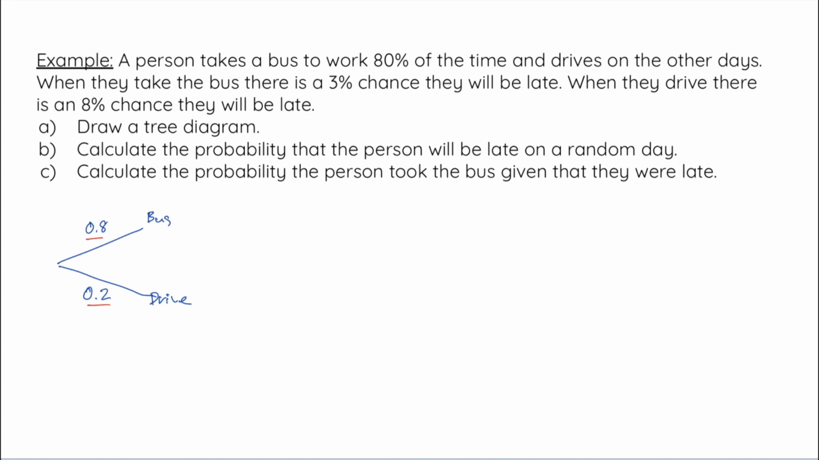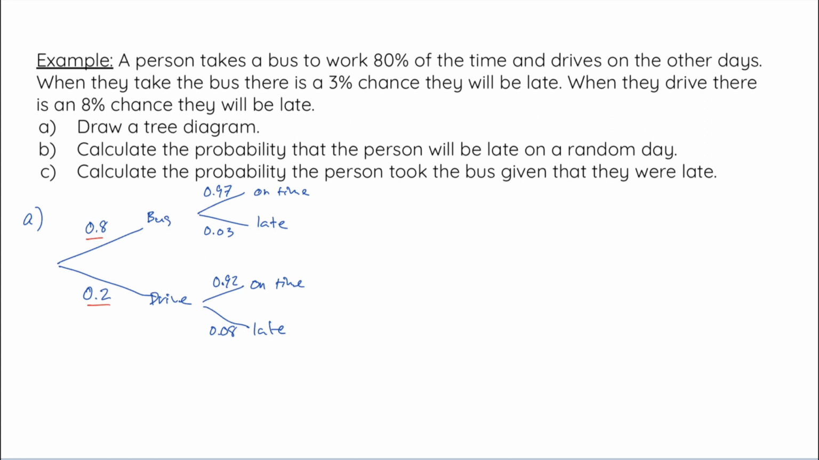So then the next scenario we look at is if they're on time or late. And the probability of being on time when they take the bus is 0.97. That's 97%. And the probability they're late is 3%, so that's 0.03. Then we have to do that again, but this time for driving, so they're on time or late. Again, on time for driving is 0.92 and late is 0.08. And that is how we draw a tree diagram for this.